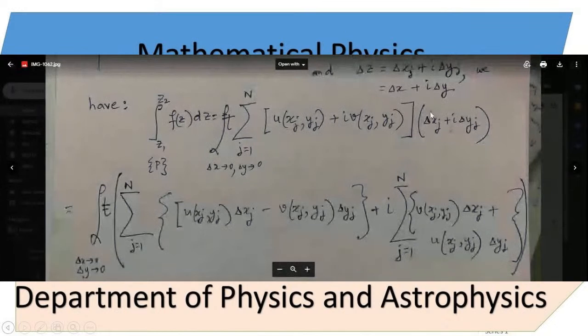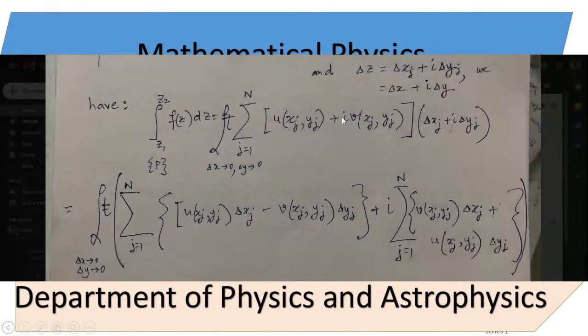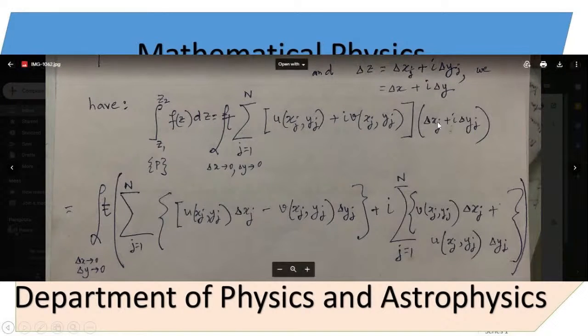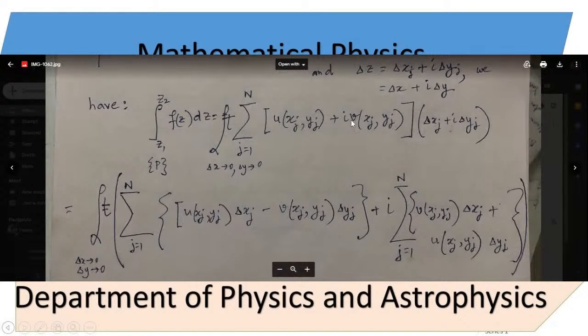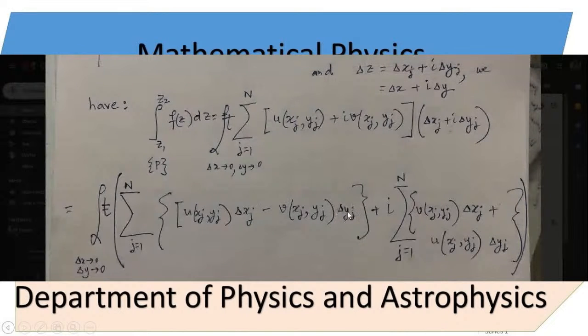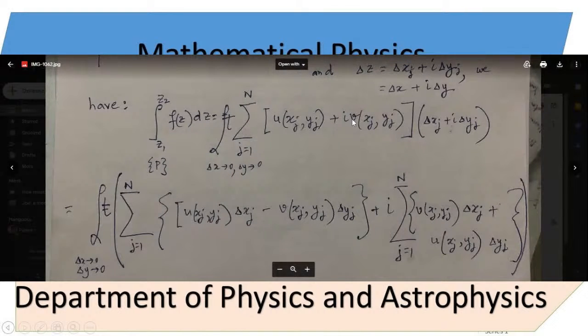Now you multiply. When you multiply, iota into iota, of course, will be negative. And therefore, the first term will be a real quantity, u(xj, yj) into delta xj. The i v times i delta y will have a negative sign, but that will also be a real term. So therefore, minus v into delta yj. But there is an imaginary part which is v into delta xj, and another imaginary part, u into delta y.